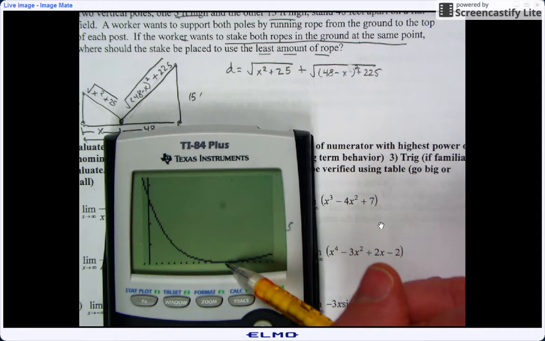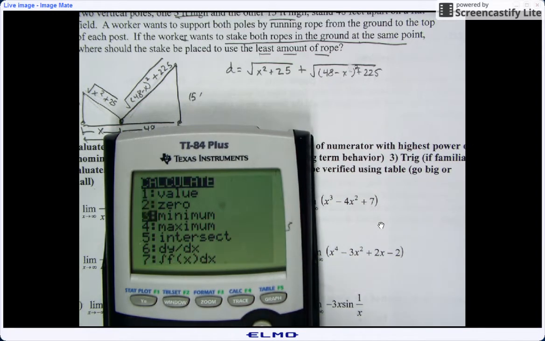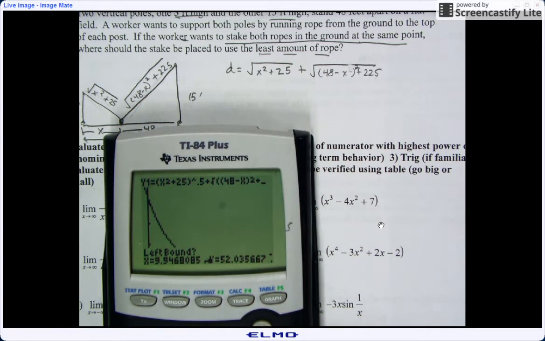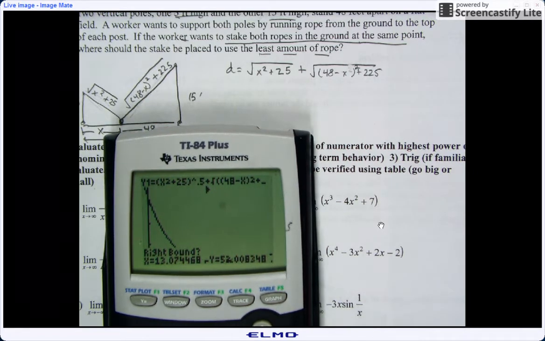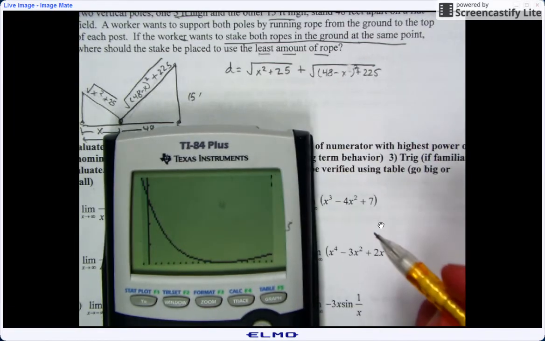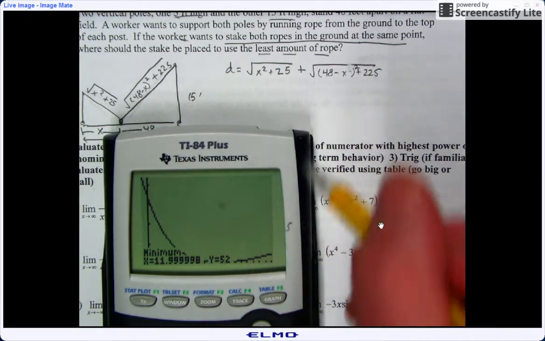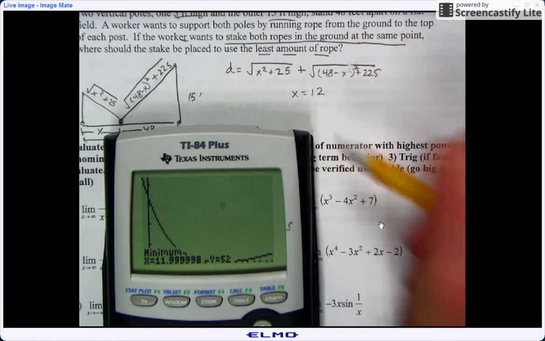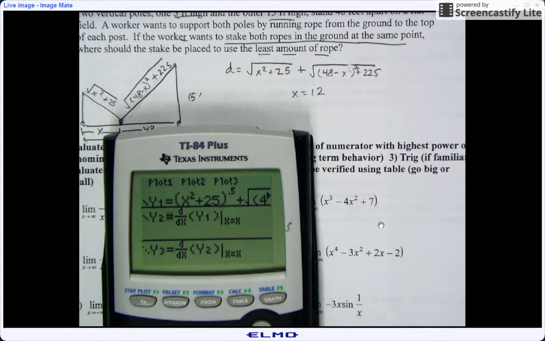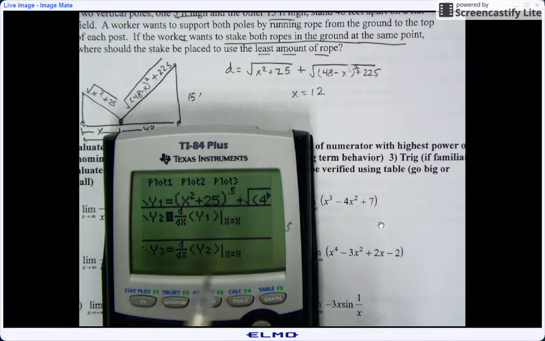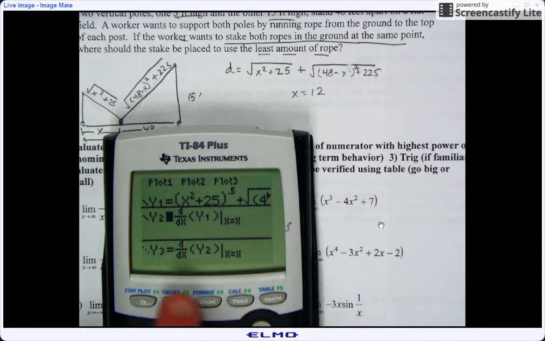So it looks like the minimum distance is right here. So I'm going to calculate the min. I'm not even taking the derivative. I'm cheating. Go to the left side, on the right side, come back. 11.9998, so 12. So I know that x is 12. So how can I get that using the derivative? Okay, if I did take the derivative, so I have the derivative in my calculator, if I graph the derivative, where the derivative crosses the x-axis is where my answer is, where the derivative is 0.